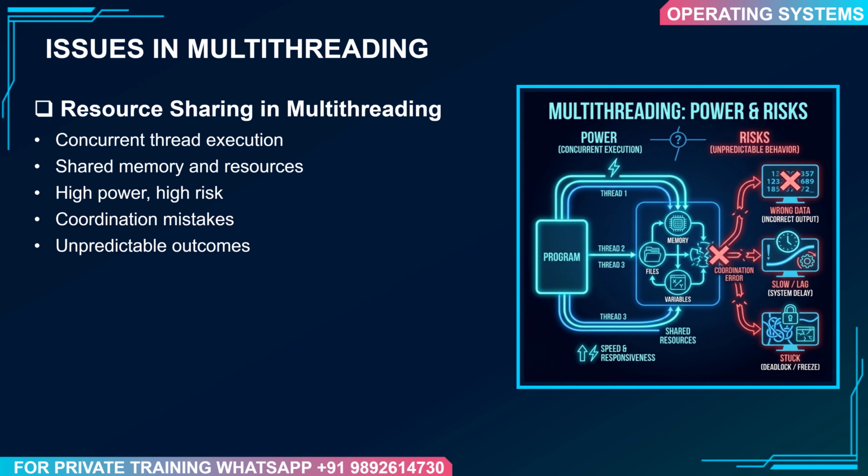When we use multithreading, we allow different parts of a program to run concurrently. Threads often share resources such as memory, files, or variables. This sharing is powerful, but it is also risky. One small mistake in coordination can cause unpredictable behavior. The system might still run, but the output can be wrong, slow, or completely stuck.